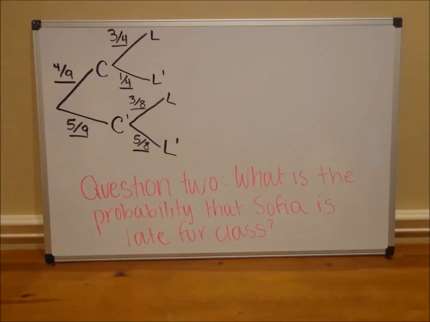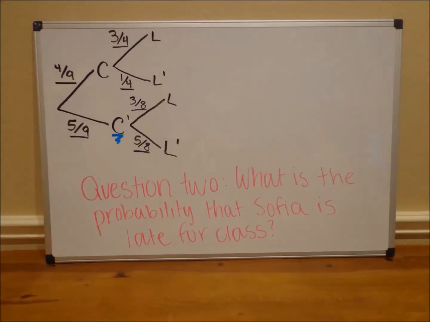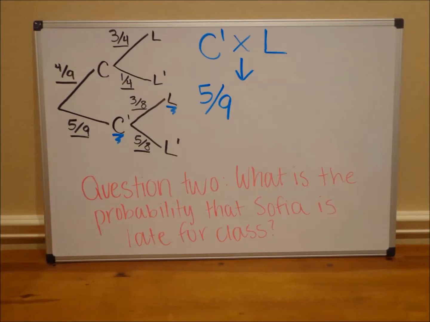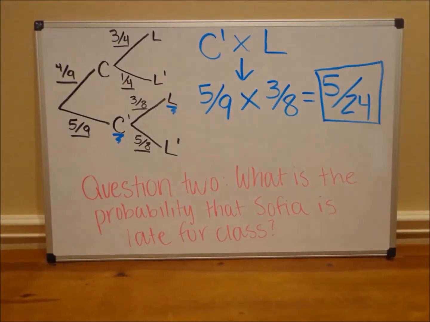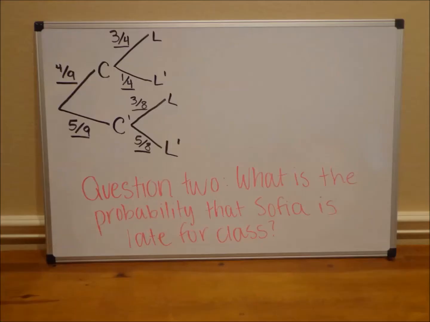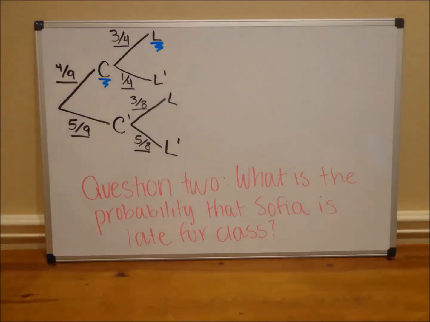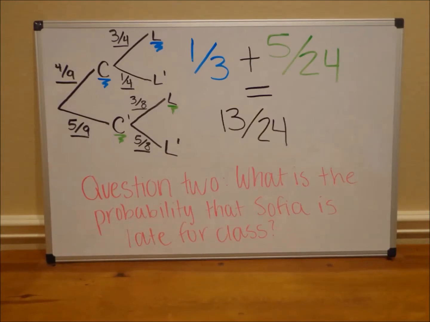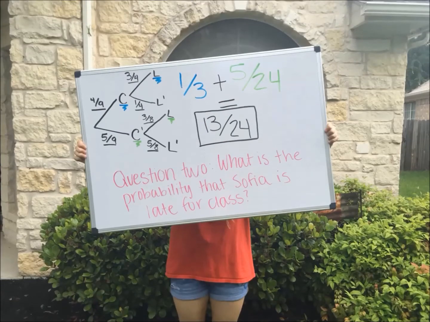Next, you would figure out the probability that her car does not break down, but she is still late to class. You would multiply 5/9 by 3/8 to get 5/24. The last step is to add the two probabilities together. 1/3 plus 5/24 is 13/24. This is the total probability that Sophia is late to class. Let's move on to problem number 2.